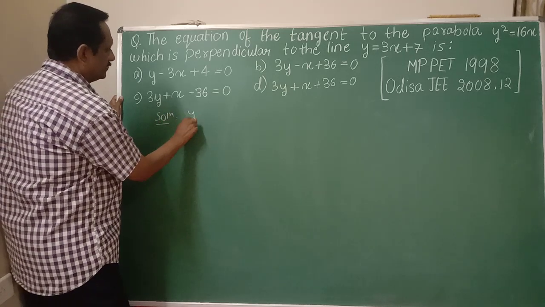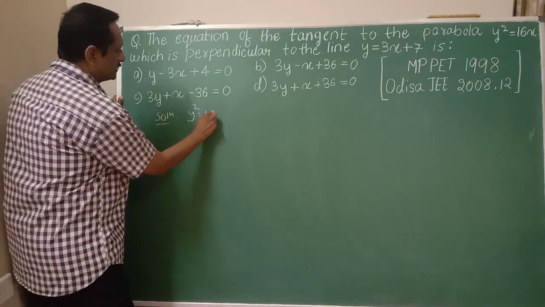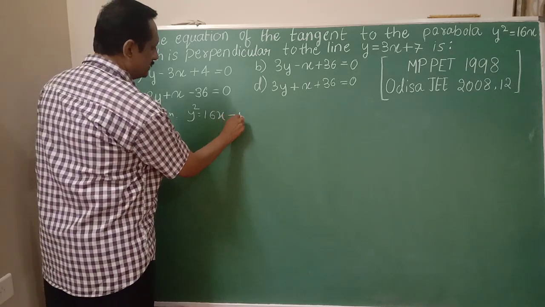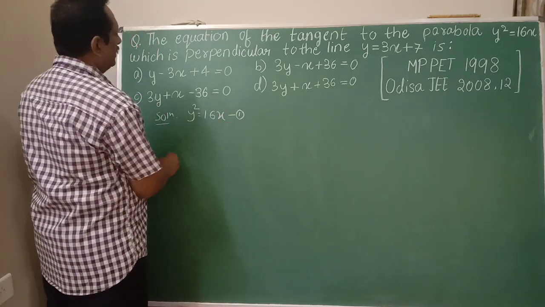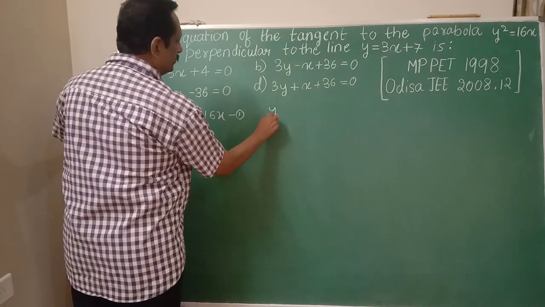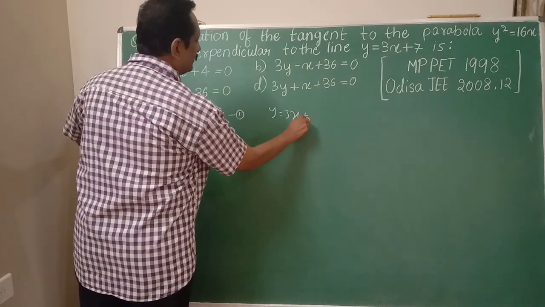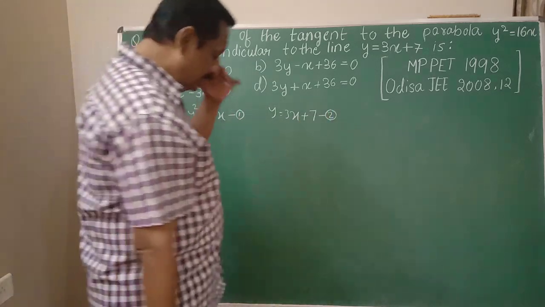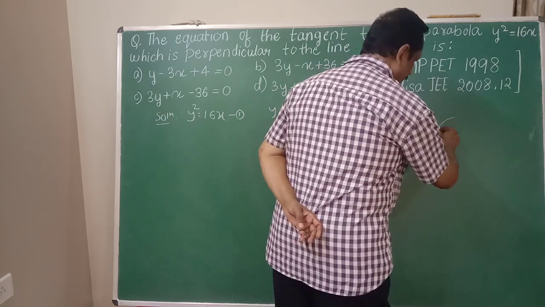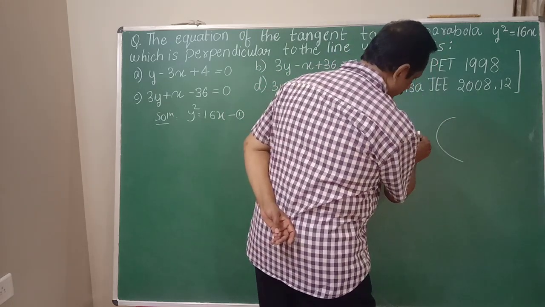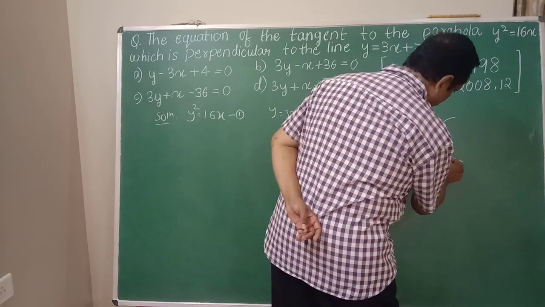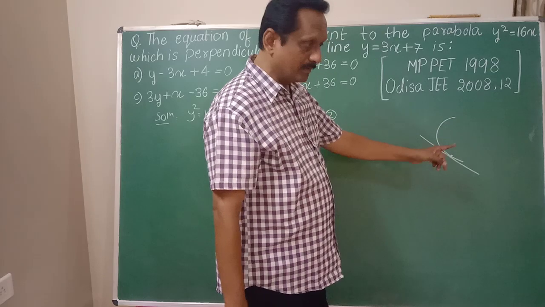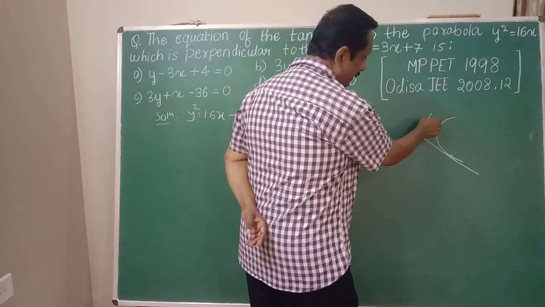Here y square is equal to 16x is the equation of a parabola. Take this as equation number 1. And the given line is y is equal to 3x plus 7. Take this as equation number 2. Here they have given the parabola, and you just find the equation of the tangent to this parabola.